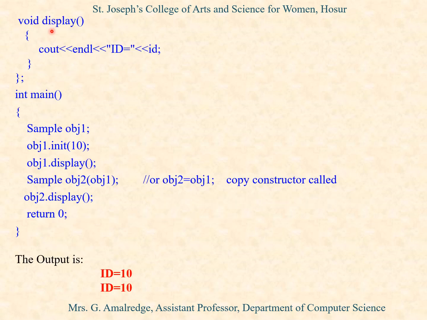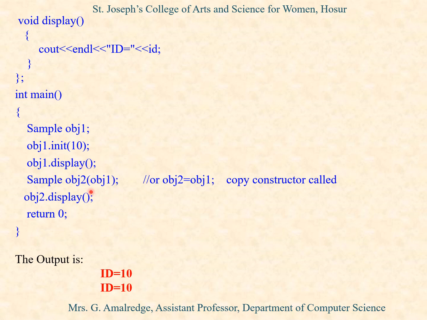Next, we are creating one more function called display. This function is used to display the output on the screen, that is id value on the screen. In main function, we are creating one object called obj1 for the class sample, and we are initializing the value of id as 10 with the help of init function, and displaying the value of id with the help of display function. So the first output is id is equal to 10.